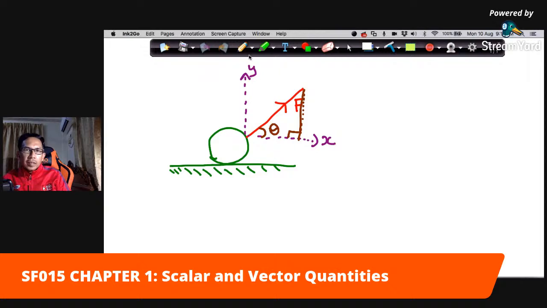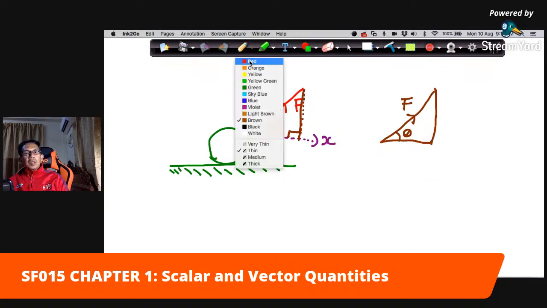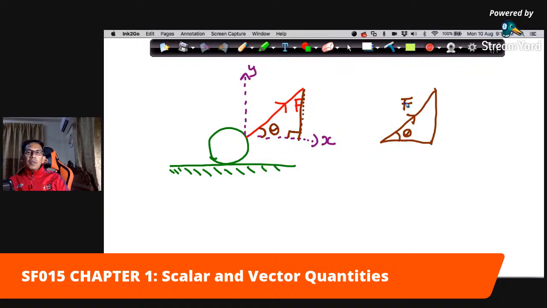Alright. Dia akan jadi, okay. This is a force F here. Saya dekat sikit ya. This is the force. Okay. This is theta here. So, how you can resolve F here? Fx and Fy. Bagaimana kamu boleh leraikan dia? F ini kepada Fx and Fy.